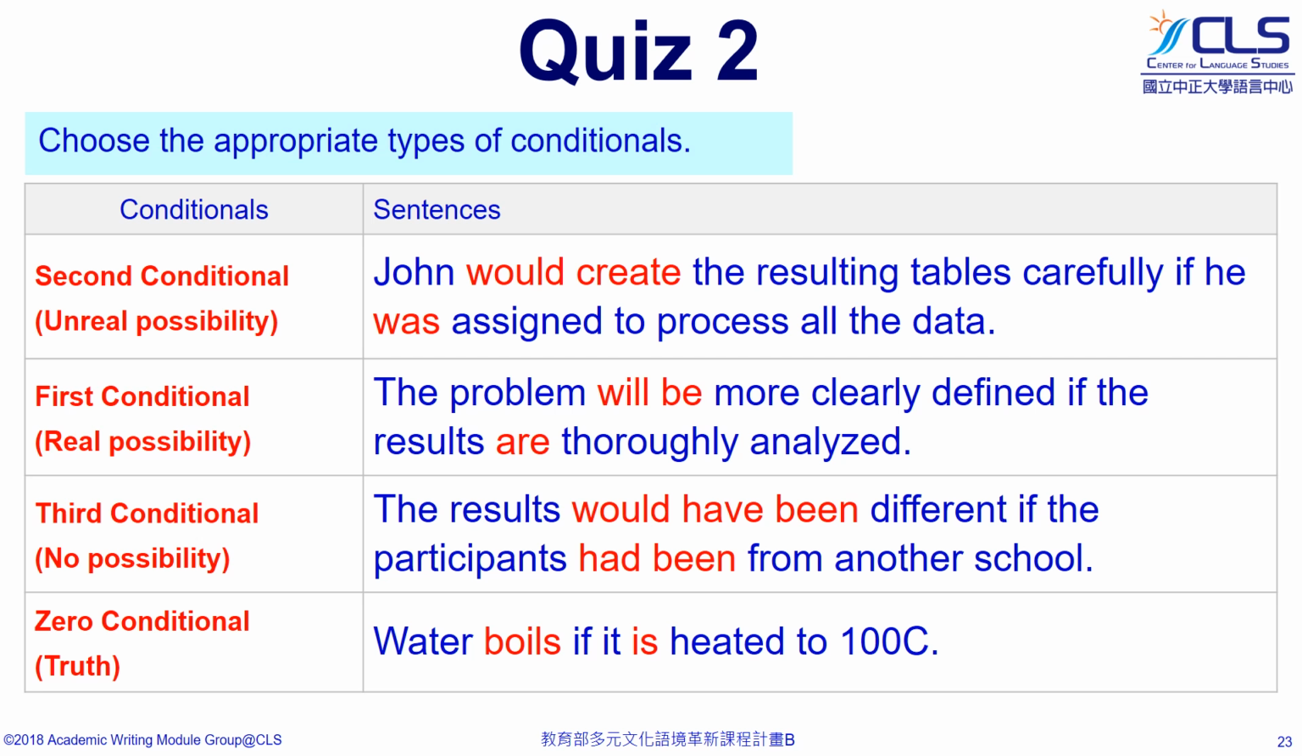Next, in the third sentence, past perfect tense have been is used in the if clause, while would have and the past participle being is used in the main clause to show the situation that did not happen and its probable past result. Finally, in the fourth sentence, present tense is and boils are used in both the if clause and the main clause to show the truth.